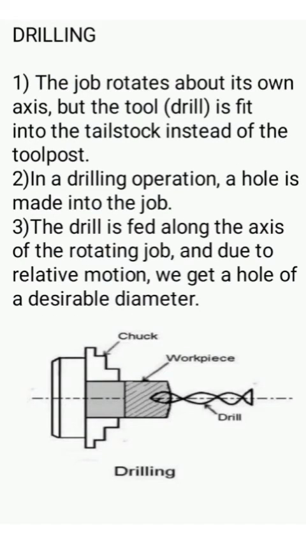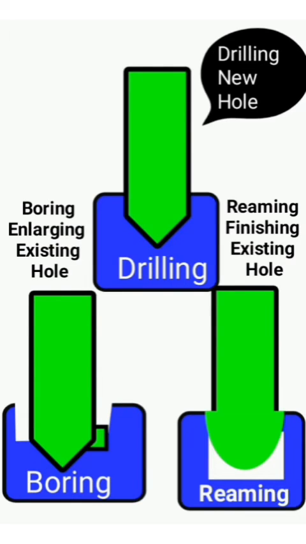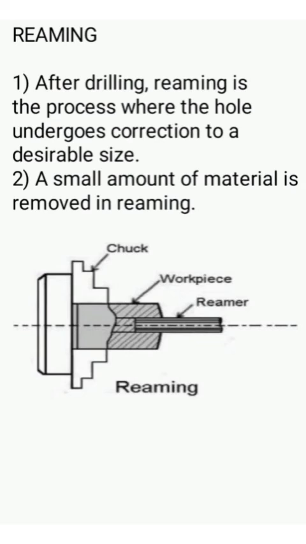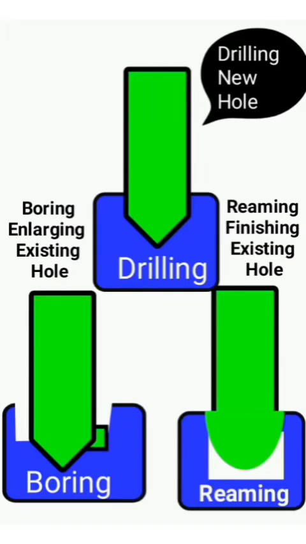Drilling. The job rotates about its own axis, but the tool is fixed into the tailstock instead of the tool post. Number 2. In a drilling operation, a hole is made into the job. Number 3. The drill is fed along the axis of the rotating job, and due to relative motion, we get a hole of a desirable diameter. Reaming. After drilling, reaming is a process where the hole undergoes correction to a desirable size. A small amount of material is removed in reaming.